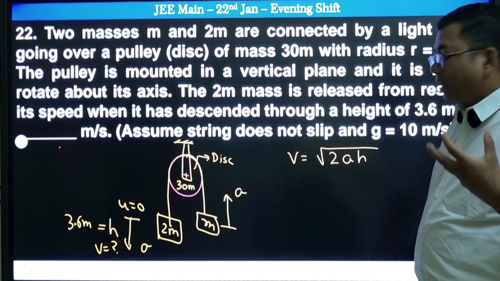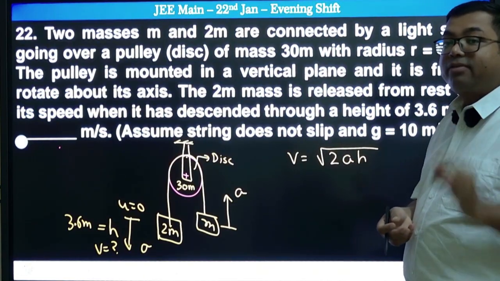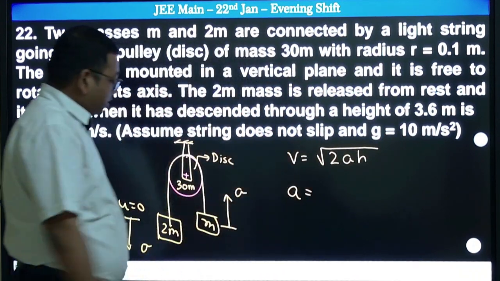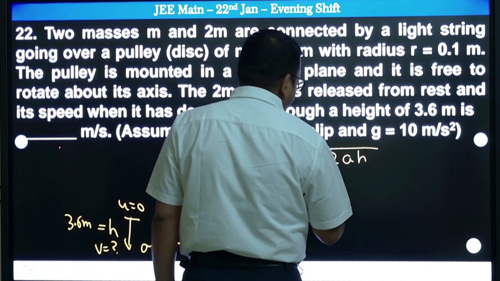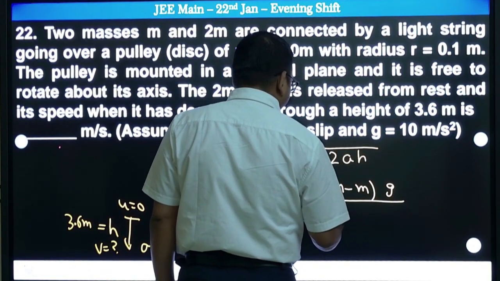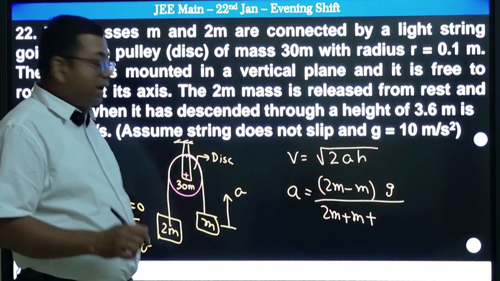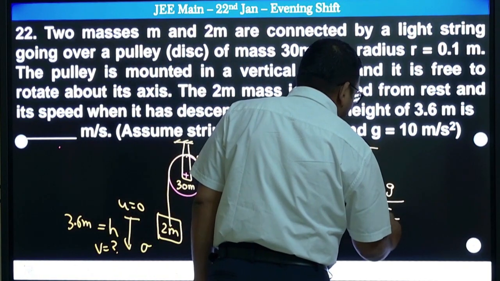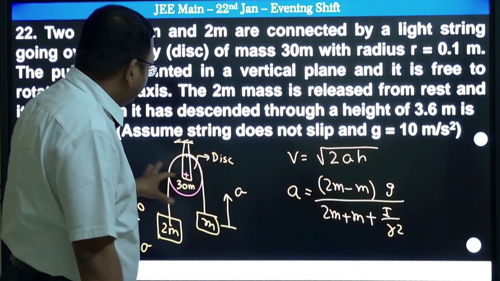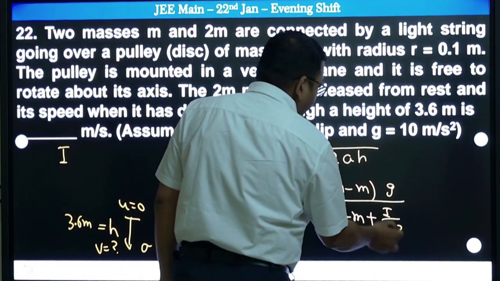Now the thing is that to calculate acceleration, this is a rotational system also. You should know direct formula for that. What is the acceleration formula here? m1 minus m2, 2m minus m, into g divided by m1 plus m2 plus I by r square. This factor I by r square is the additional factor that we get in the Atwood machine, right? So I is what? I is for the disk. This is I of the disk, radius of the disk.